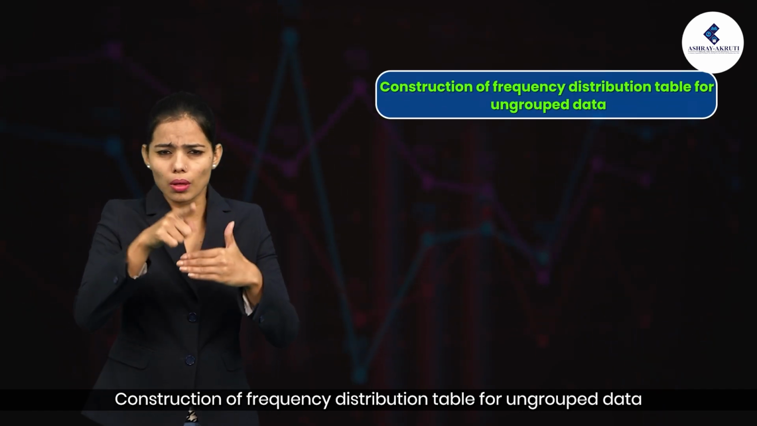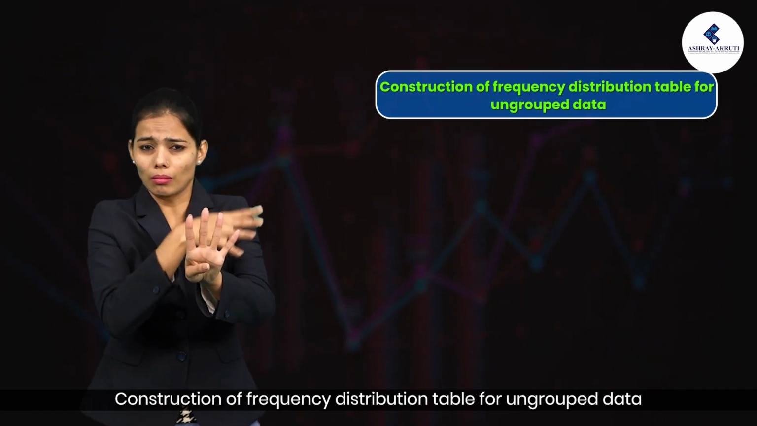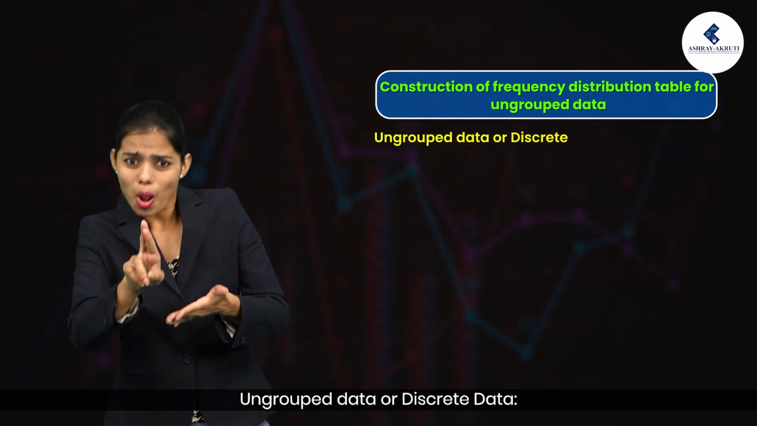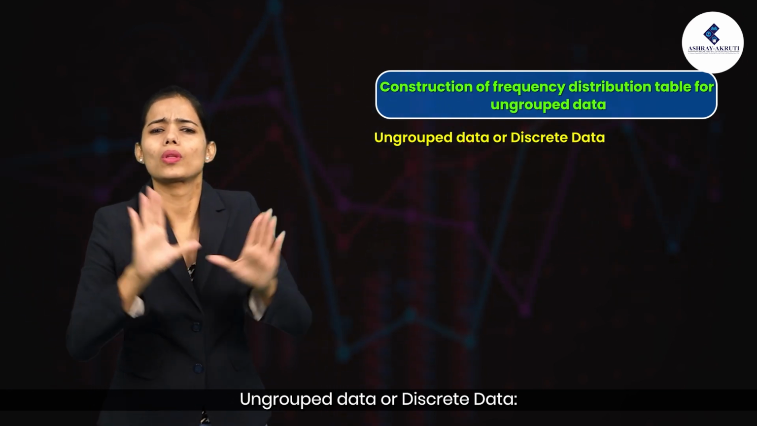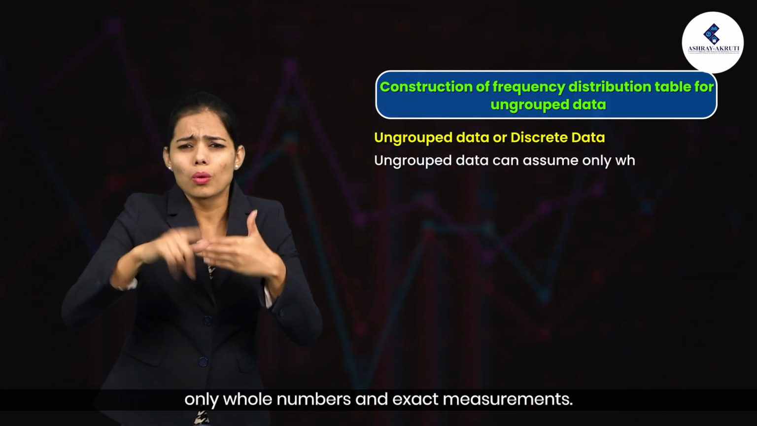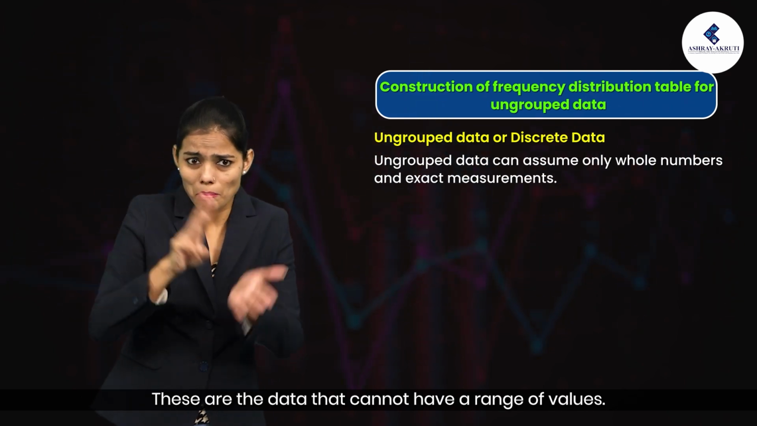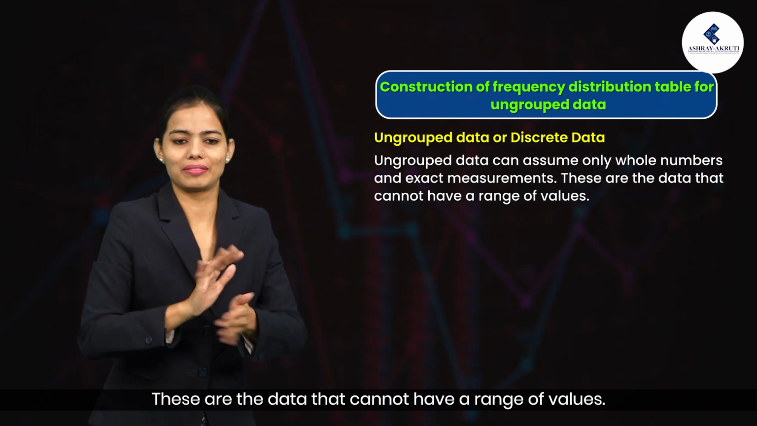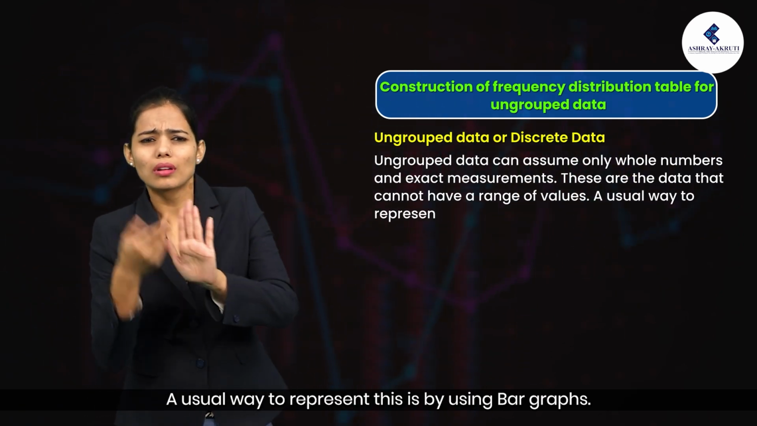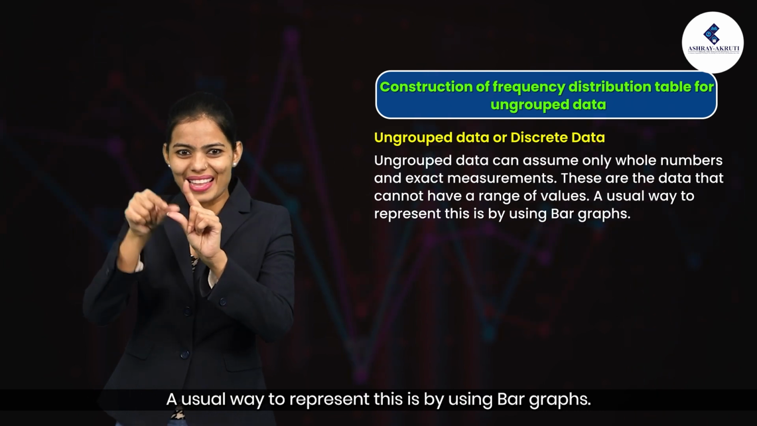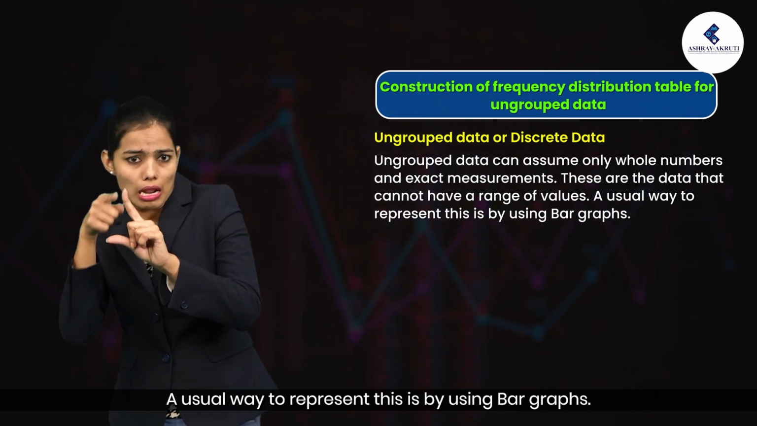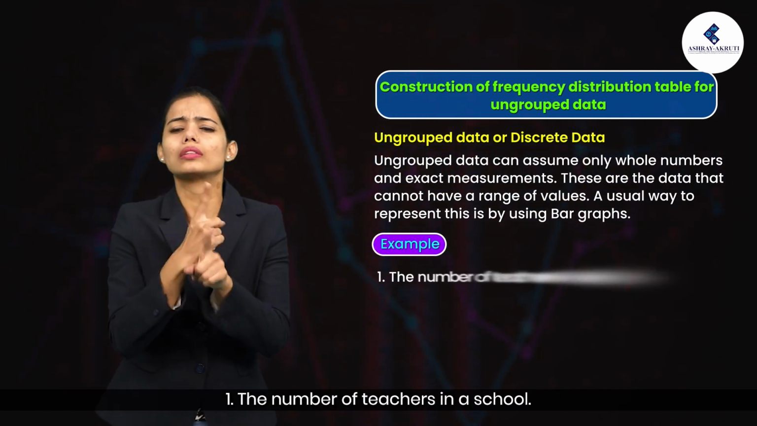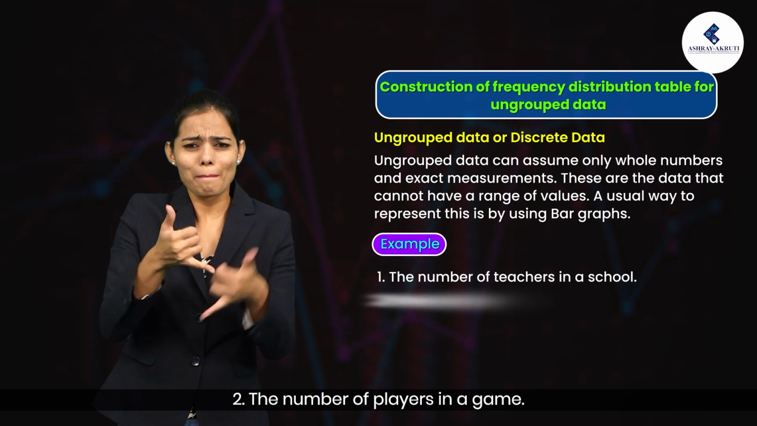Construction of frequency distribution table for ungrouped data. Ungrouped data or discrete data. Ungrouped data can assume only whole numbers and exact measurements. These are the data that cannot have a range of values. A usual way to represent this is by using bar graphs. For example, the number of teachers in a school, the number of players in a game.